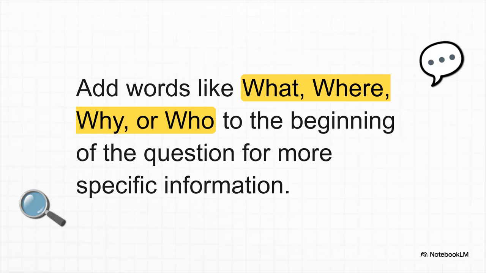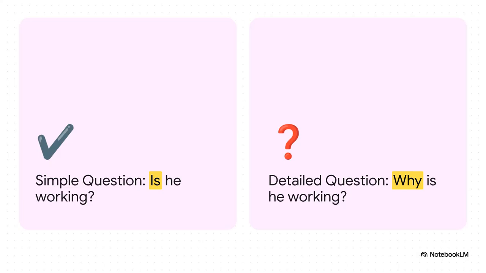Okay, this is my favorite part because it's so simple. To get those extra details, you just give your question a little upgrade. All you do is add a word like what, where, why, or who to the very beginning. The rest of our 3-step formula? It stays exactly the same. Just look at the massive difference this one little word makes. Is he working? That's just going to get you a yes or no. But add why. Why is he working? And now you're asking for a reason. You're no longer asking if something is happening, you're asking for the story behind it.